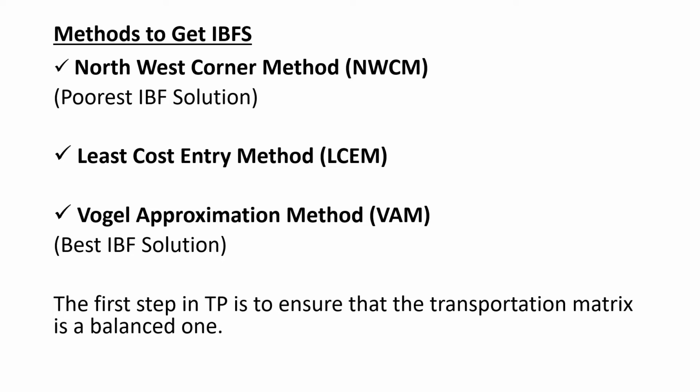There are three techniques by which we can get the initial basic feasible solution. One is the northwest corner method. Second is the least cost method, and third is the Vogel approximation method, which is also called the VAM method. The VAM method gives you the best initial basic feasible solution, and the northwest corner method gives you the poorest basic feasible solution.